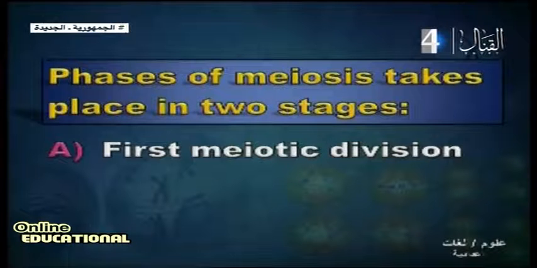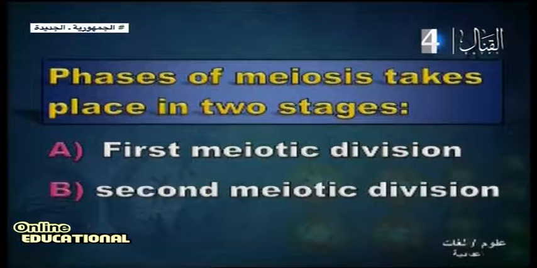The phases of meiosis take place in 2 stages: the first meiotic division and the second meiotic division. So here the cell divides in 2 stages, the first producing 2 cells and the second producing 4 cells. So let's start with the first meiotic division, or the first stage.